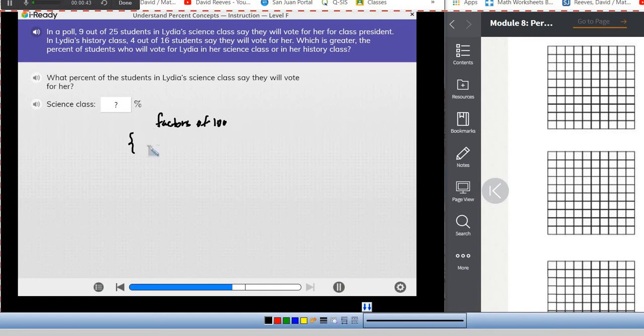The factors of 100 are 2, right? Because 2 times 50. 4 times 25. 5 times 20. 10 times 10, right? 20 times 5, 25 times 4, and 50 times 2. Those are those magical denominators that go into 100 evenly. So if we can simplify to get that denominator, then we are in good shape. Okay, so that's method number 2.